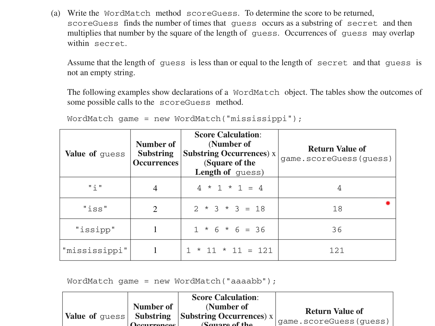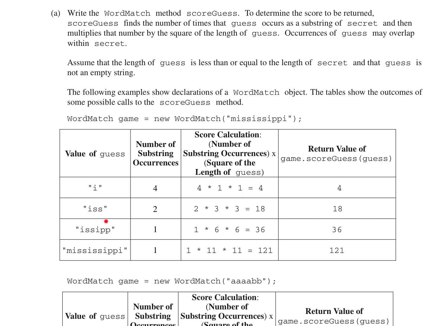So we want to write this wordMatch. Again, we have a secret word. Here, my secret word is Mississippi. And how it's scored is we have a guess. You see how many times that guess is in your secret. So you can see that I is in there 4 times. And then you're going to multiply it by the square of the length of your guess.